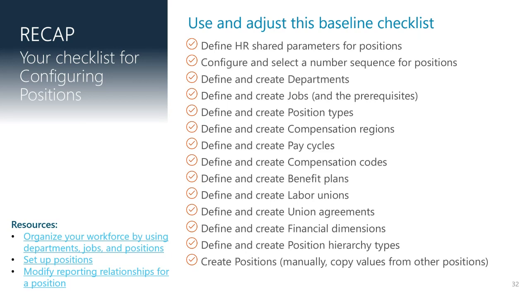So you would define the HR shared parameters for positions. You would configure and select the number sequence for positions, the departments, and then the jobs you would create, position types, compensation regions, pay cycles, compensation codes, benefit plans, labor unions, union agreements, financial dimensions, position hierarchy types, and then you would create the positions.